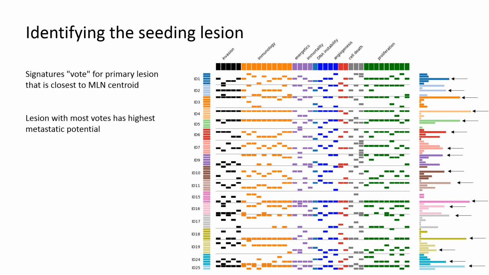To identify the most metastatic primary lesion in each patient, we used the voting approach. Each of the 38 signatures identified on TCGA could per patient vote for the primary lesion that resembled most the metastatic lymph node samples. And this was done by calculating the distance to the metastatic lymph node centroid of that signature. Then, by summing these votes across 38 different signatures, we could identify the primary lesions that are metastatic-like across a wide spectrum of different processes. We hypothesized that these lesions were involved in metastatic seeding.